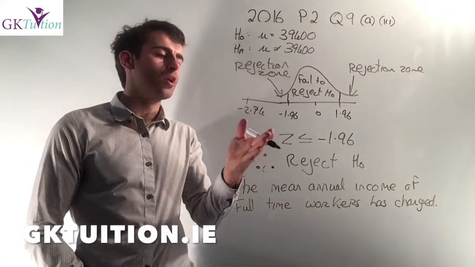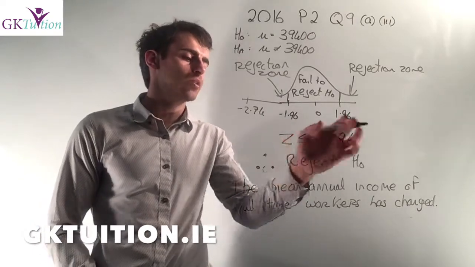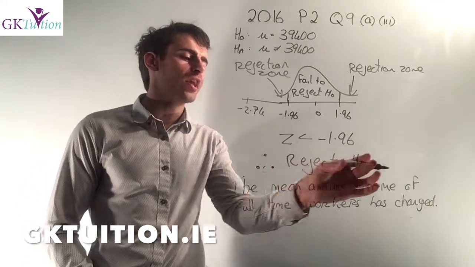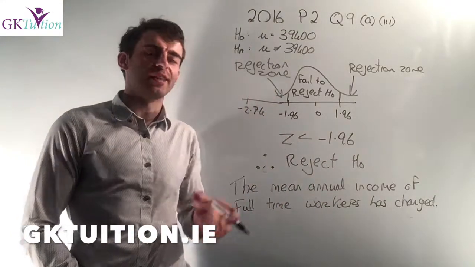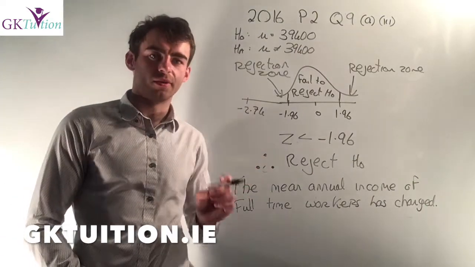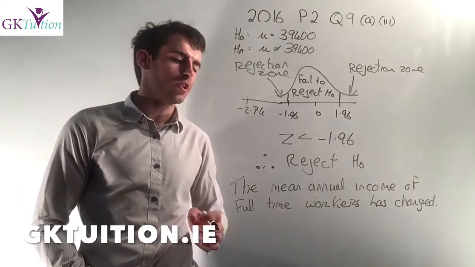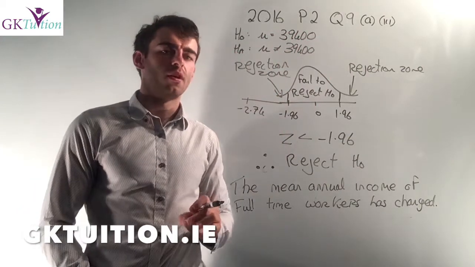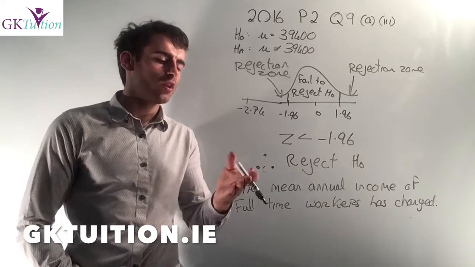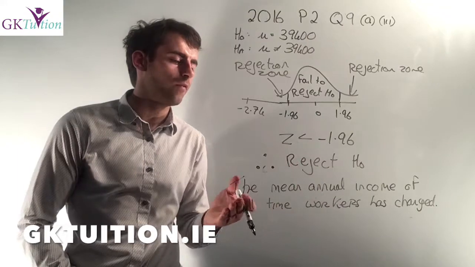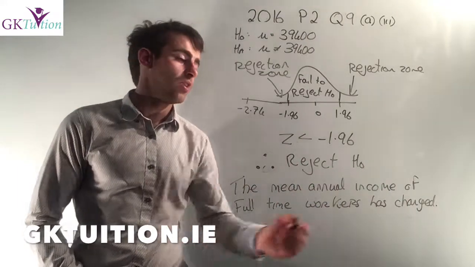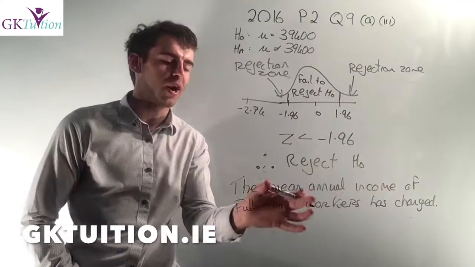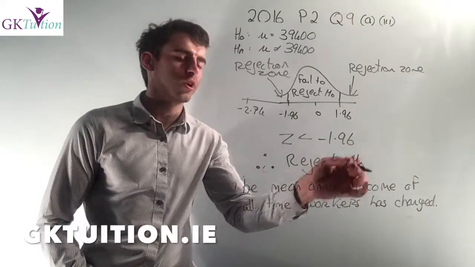Mathematically, to explain your conclusion, you should say that z is less than minus 1.96. So because z is less than minus 1.96, therefore I reject H0. Because z is out here, I'm rejecting it. So mathematically, that explains my conclusion. And then in terms of the actual question, remember the null hypothesis was that the mean annual income has not changed. So I've rejected my null hypothesis. So my conclusion is that the mean annual income of full-time workers has changed. And notice that I've actually just quoted the way they worded it in the question. So I've just rewritten part of the question. The mean annual income of full-time workers has changed.